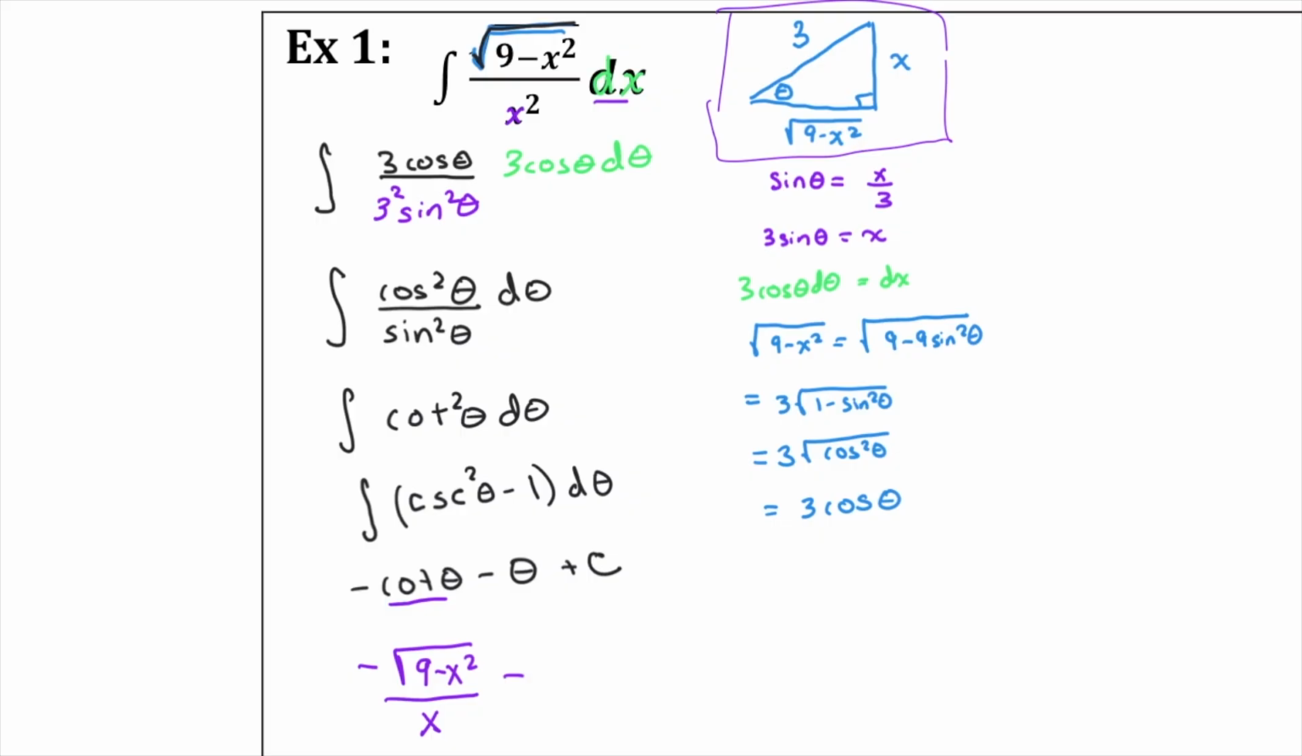Now, where's the theta going to come from? Go back to your sine theta equals x over 3. If we take the inverse, we know that theta is going to be equal to the arc sine of x over 3. You can write sine inverse, but arc sine actually puts the domain restrictions on the problem that we talked about earlier.